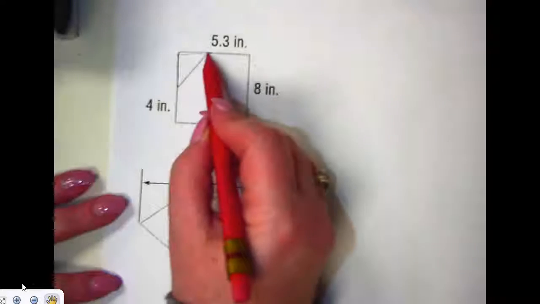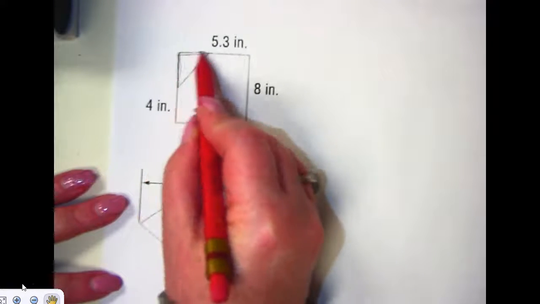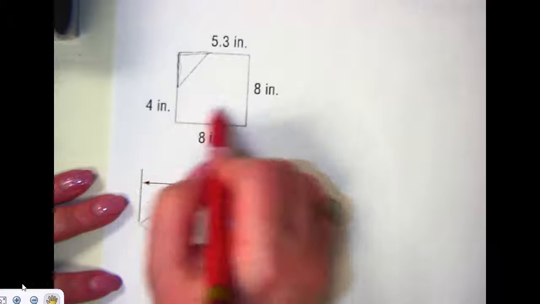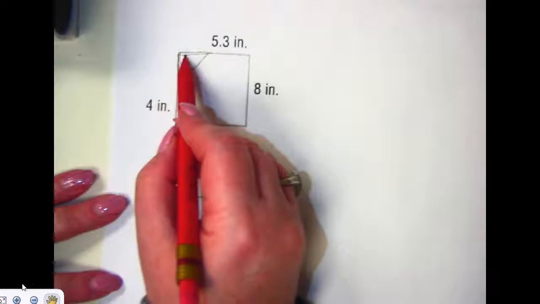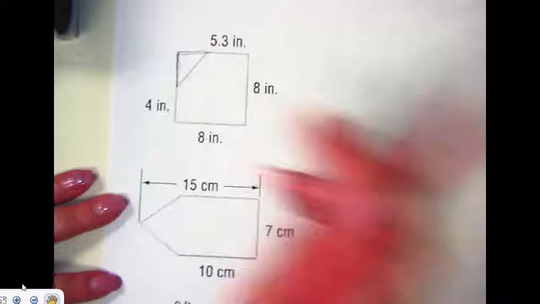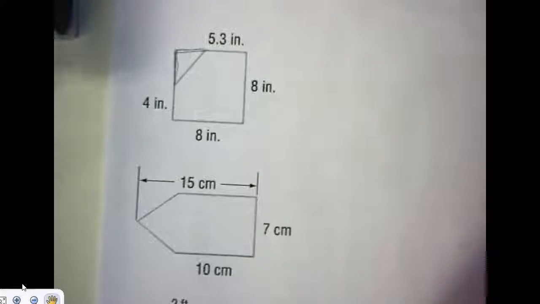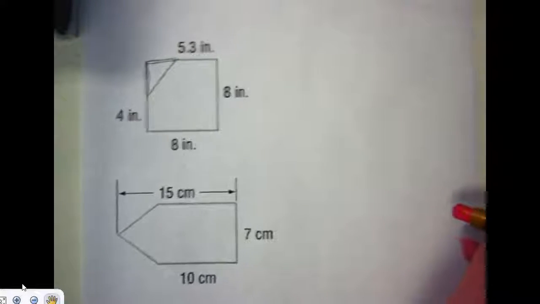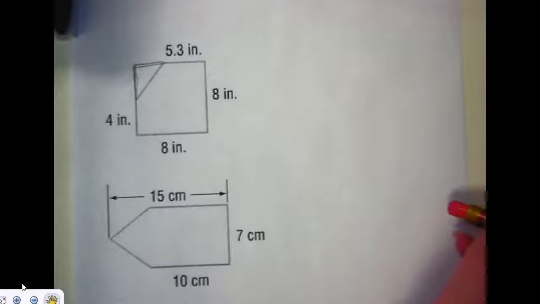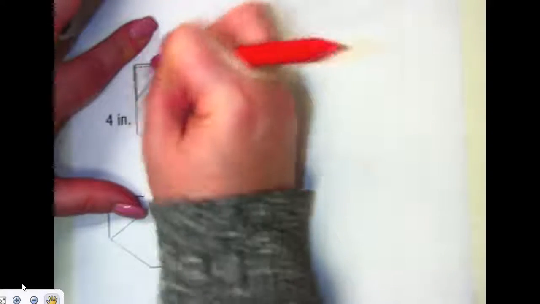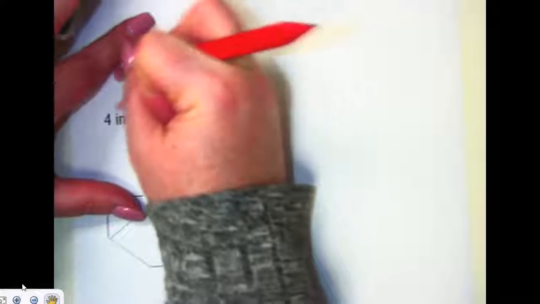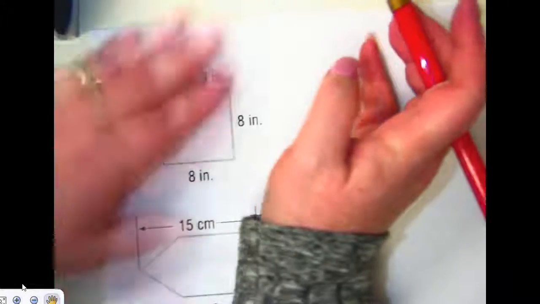So I could add this corner back on, find the area of this whole shape, find the area of this triangle, and subtract it off. So we can do that in two different ways. Do you want to try it like that, or do you just want to decompose it? Okay, let's decompose it first. Let's break it apart, and then we'll check it the other way and see if it works. All right, so what are the shapes we're going to break this into? You might have to do some trial and error.